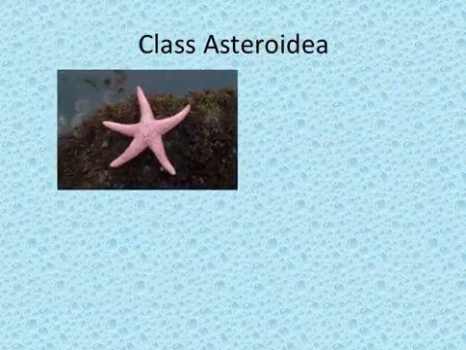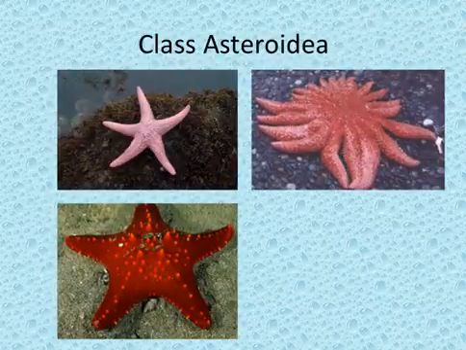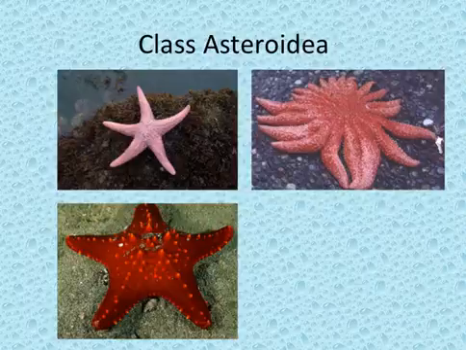Here are some pictures of asteroideans. This one that just came up is called a sun star, so even though it has more than 5 legs, it still has that radial symmetry that is a characteristic of adult echinoderms.